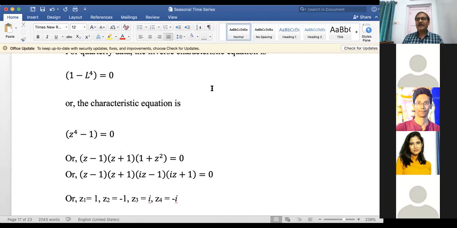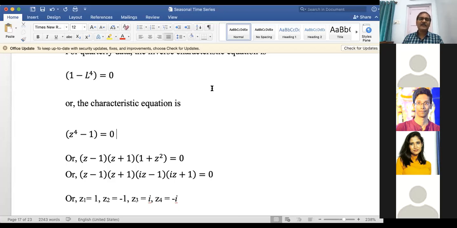So this is the difference between annual time series and seasonal time series. If you have an annual time series, you have only one possibility, the value of the characteristic root equal to 1, and you can draw some inference on the basis of this result. But in the case of a quarterly time series, you have 4 unit roots, 4 values of z, and all values are not necessarily equal to 1. You will get different values of z, and in that case, the interpretation will also be different.